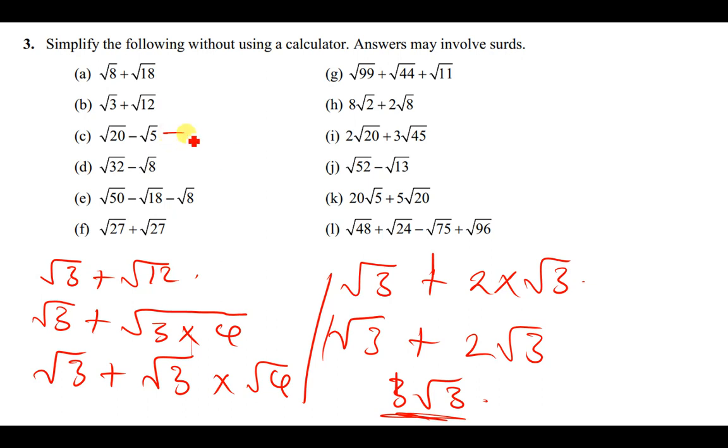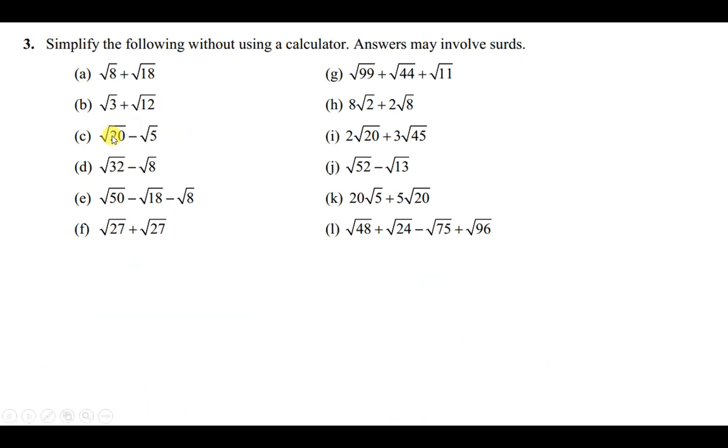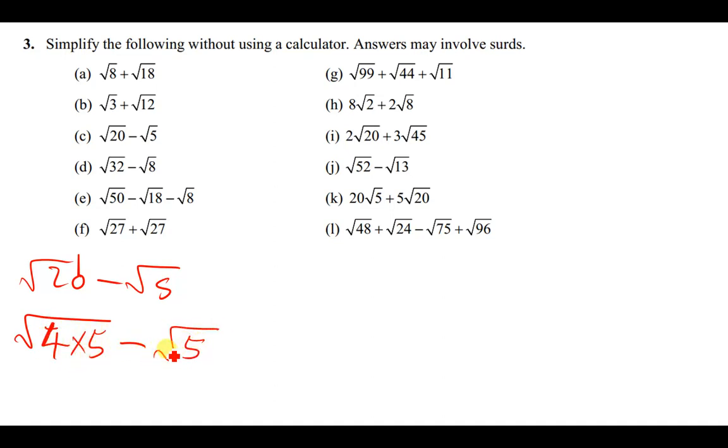So move on to this one. I'll be solving them bit by bit. So I have the root of 20 minus the root of 5. So we express 20 in terms of root 5. So this is just going to be the root of, we know that 20 can be gotten from 4 times 5, so we say minus the root of 5. So here we have the root of 4 times the root of 5 minus the root of 5.